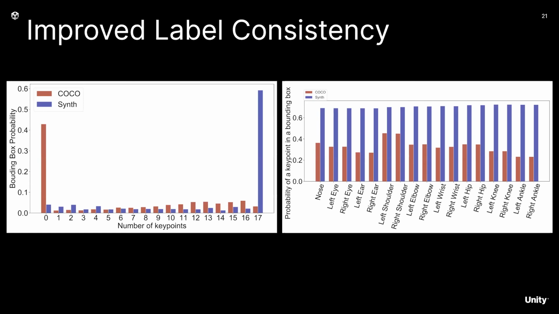And we have a uniform distribution of key point type as well, because again, we're using uniform distributions for the samplers, et cetera. Again, a lot of these things you have implicit control over by controlling the placement and the camera, et cetera.